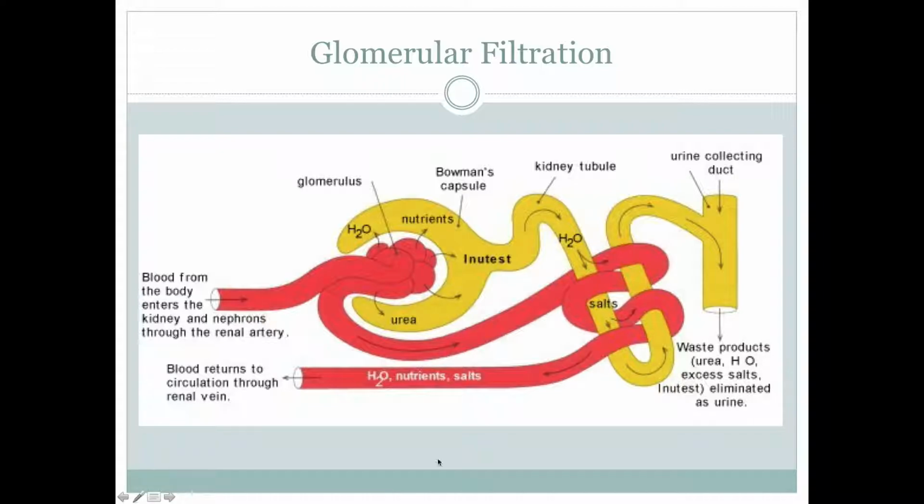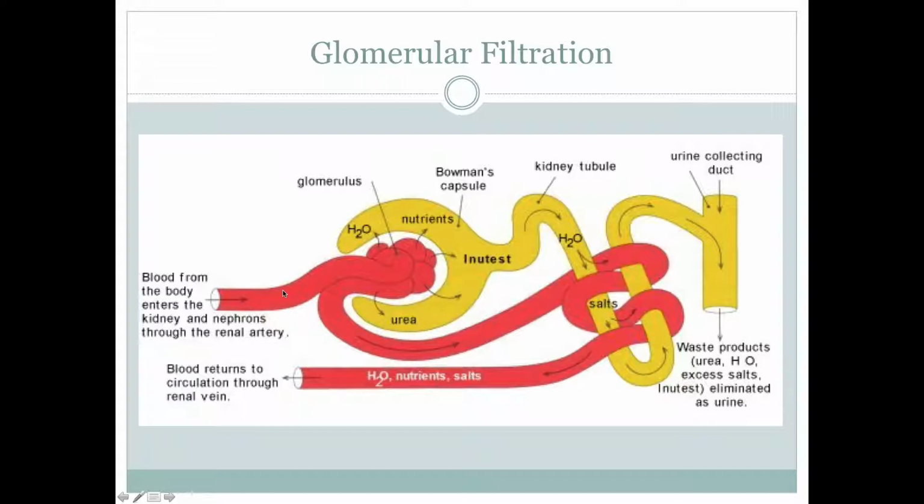So I want you to think about the glomerulus as a filter, in the same way there are filters in fish tanks, or more simply, a strainer that you would use to drain something like pasta. The glomerulus is just a collection of capillaries with fenestrations in it, so just little holes. And the blood is going to come in.